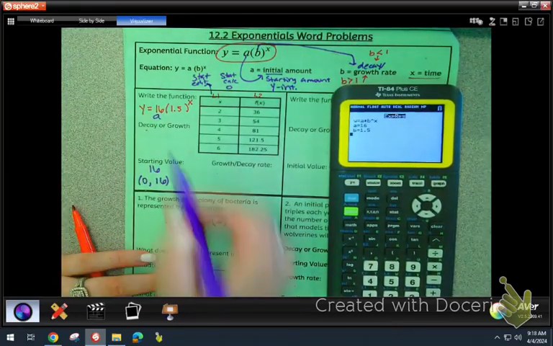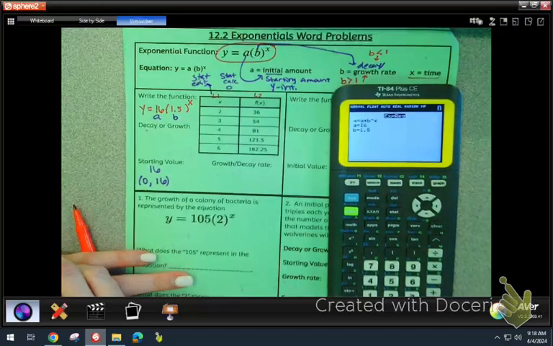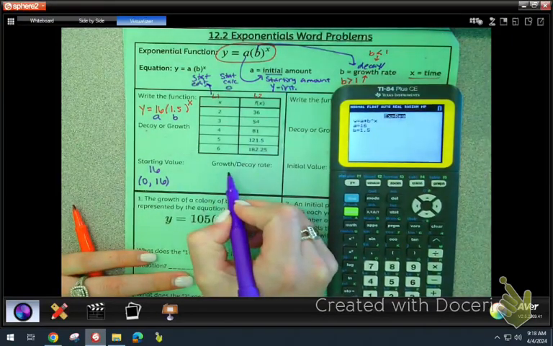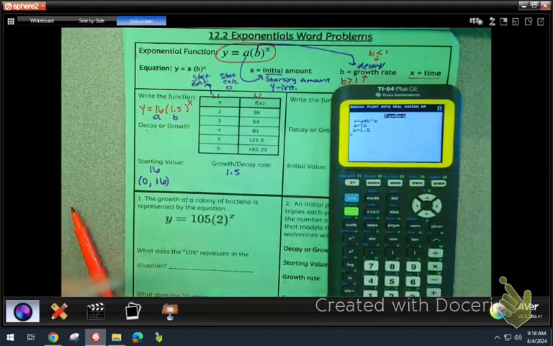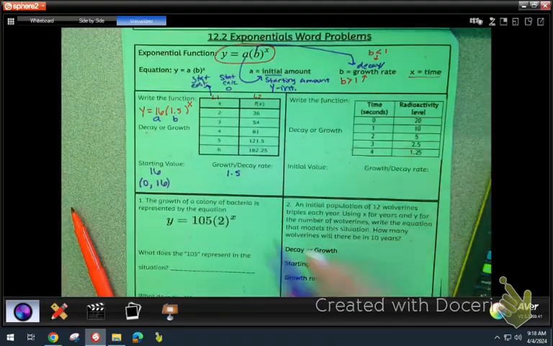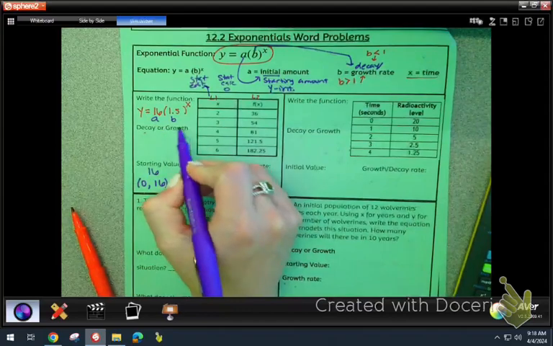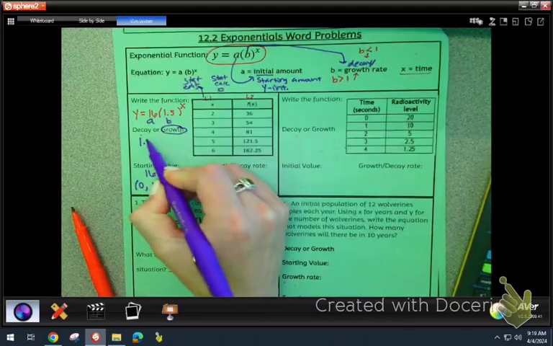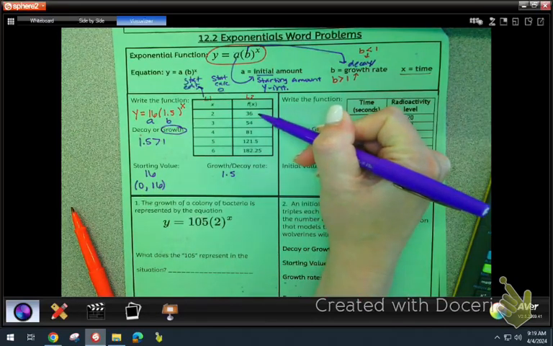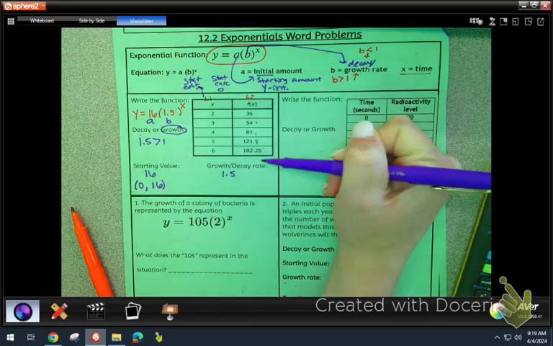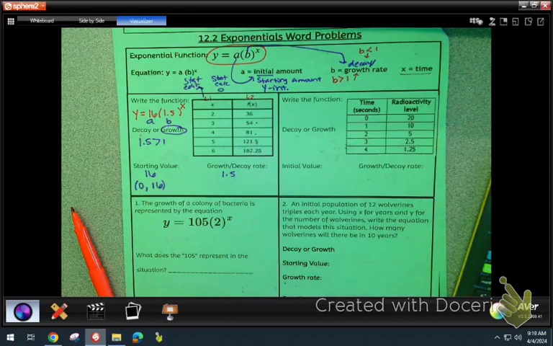My growth or decay rate is my B value, which is what in this problem? 1.5. So, does that mean it's going to be growing or decaying? Growing. Why? Because 1.5 is greater than 1. Also, look at the y values. What are the y values doing? Getting bigger or smaller? They're not adding. That's the thing that makes it exponential. They're multiplying by 1.5 each time.